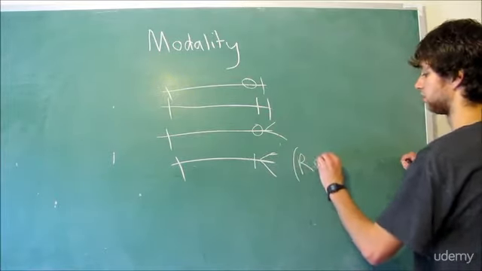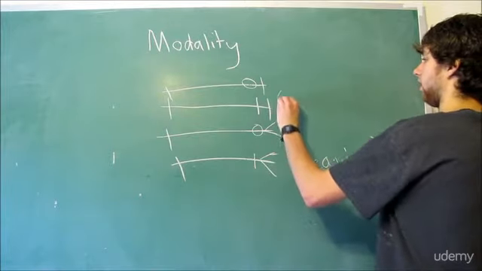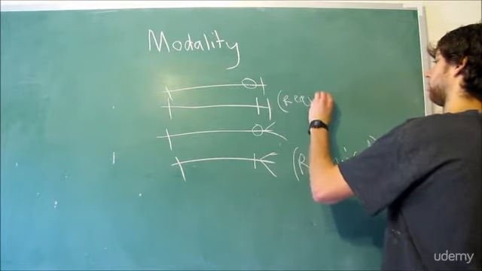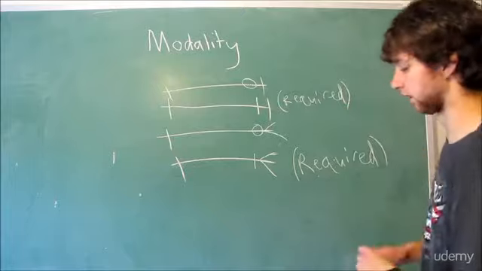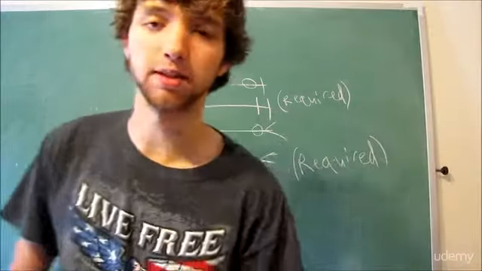These two are required, meaning every single child has to have an owner. Or every single card has to have an owner. Every single child has to have a parent. So hopefully that all makes good sense.